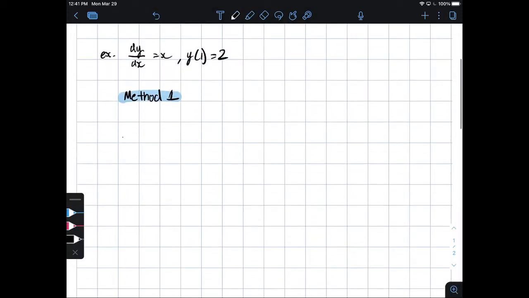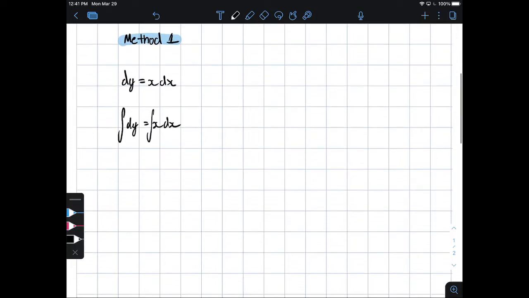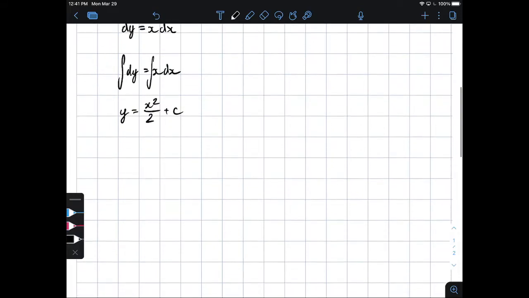So for the first one, we start with a simple separation of variables. So we have dy is equal to x dx. So we're going to integrate that. This is an indefinite integral of x dx, and then we actually do the integration. We say y is equal to x squared over 2 plus c. And simple reverse power rule. I don't know if it has a more formal name than that.